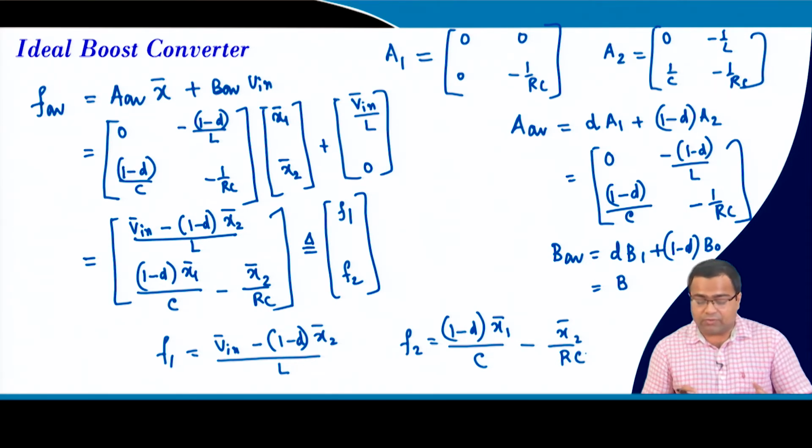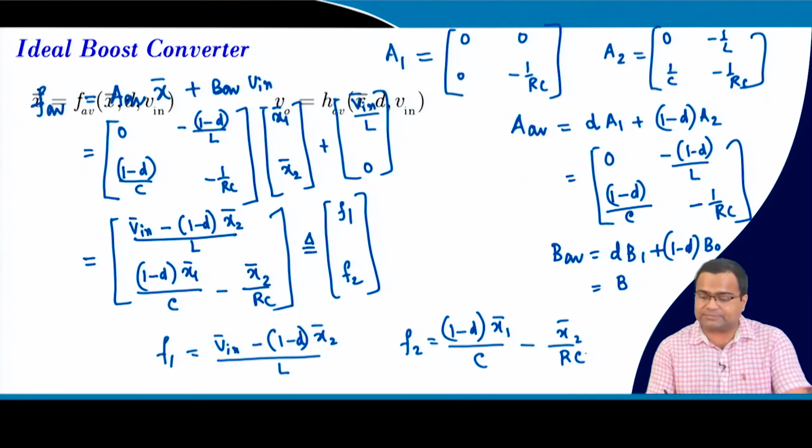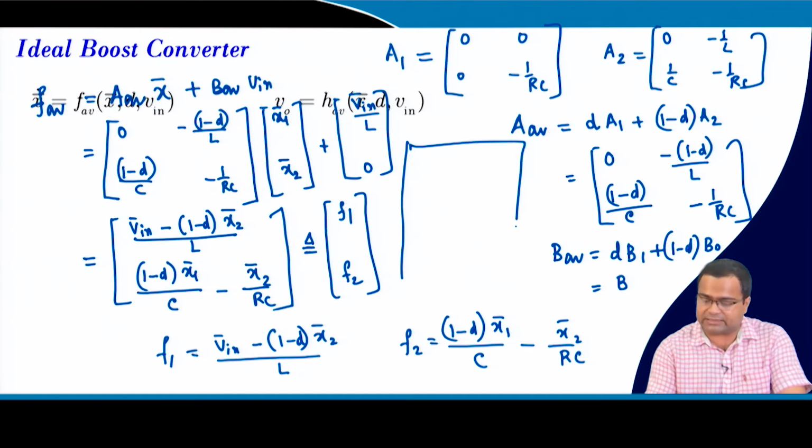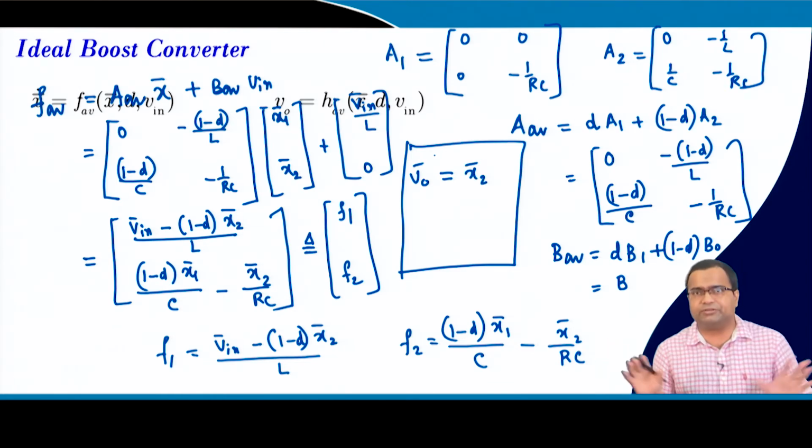Now, we want to get the Jacobian matrix. That means, what we want to obtain. Okay, so we obtain this, and what is the output voltage expression? So, if you take a space here, in output voltage, since we are taking an ideal boost converter, it is simply nothing but your X2 average. So, there is no discontinuity, there is no problem.